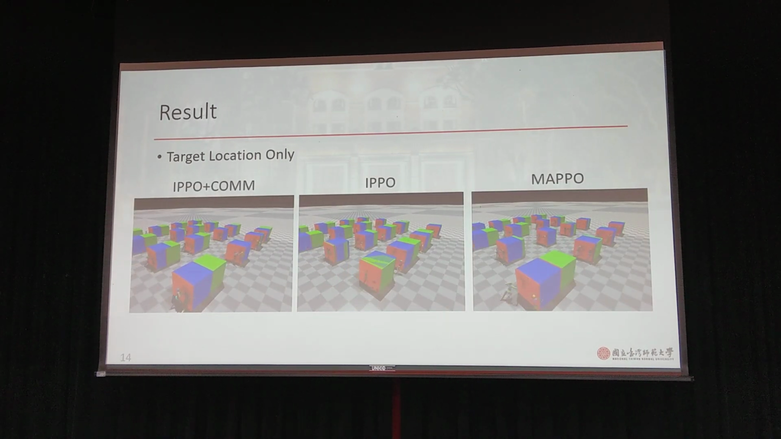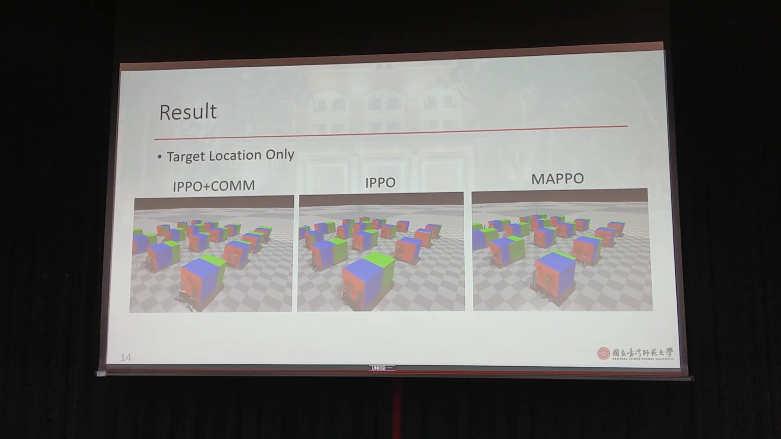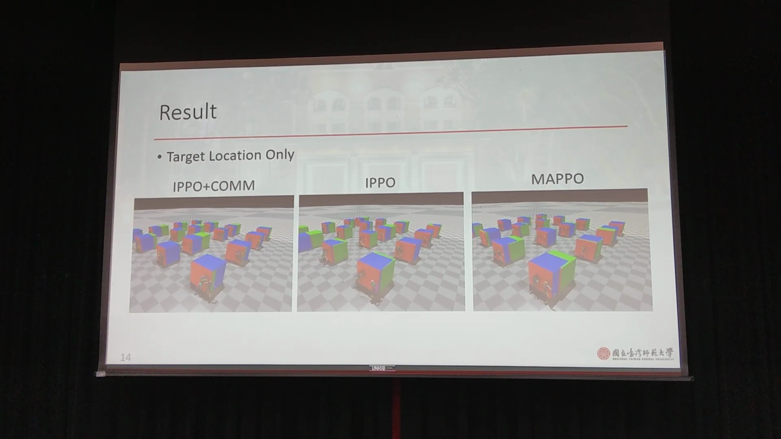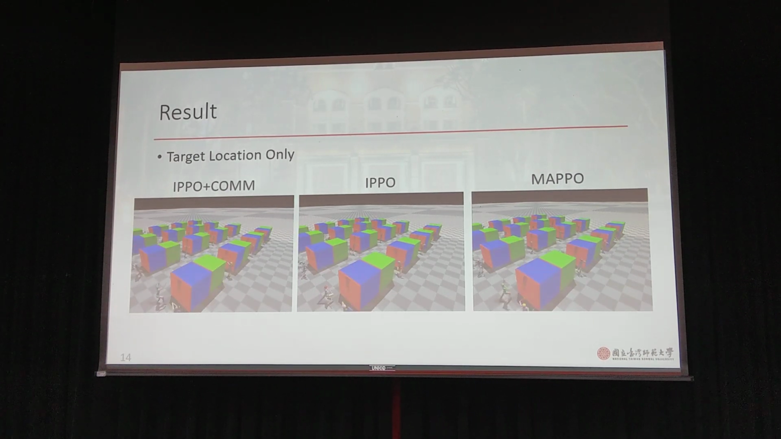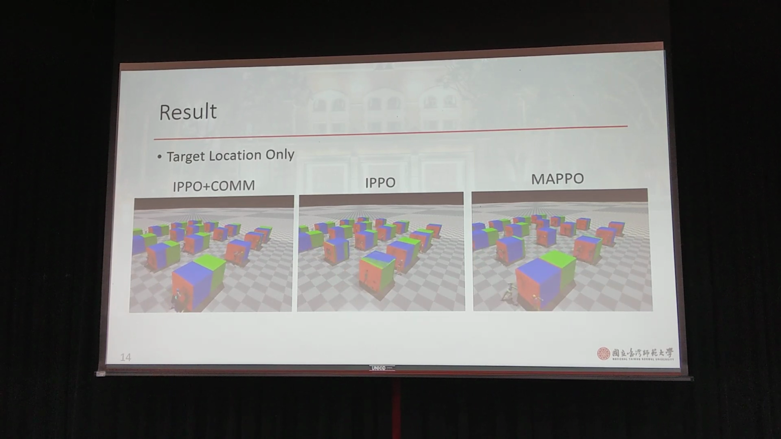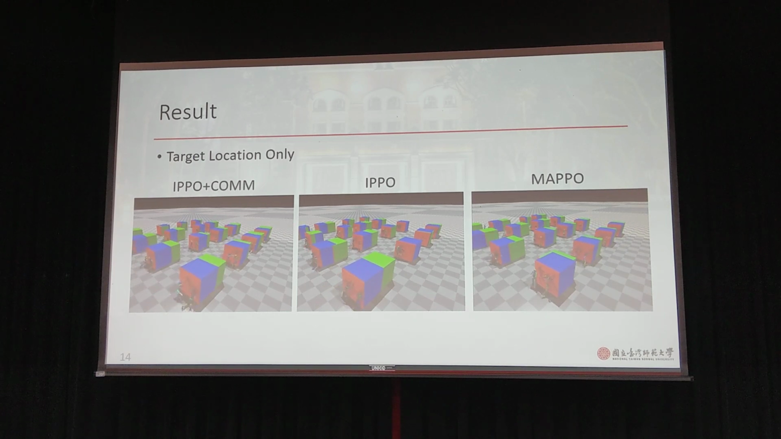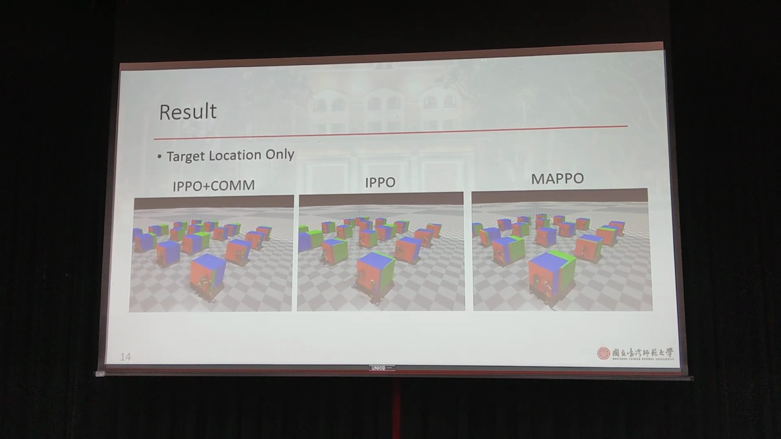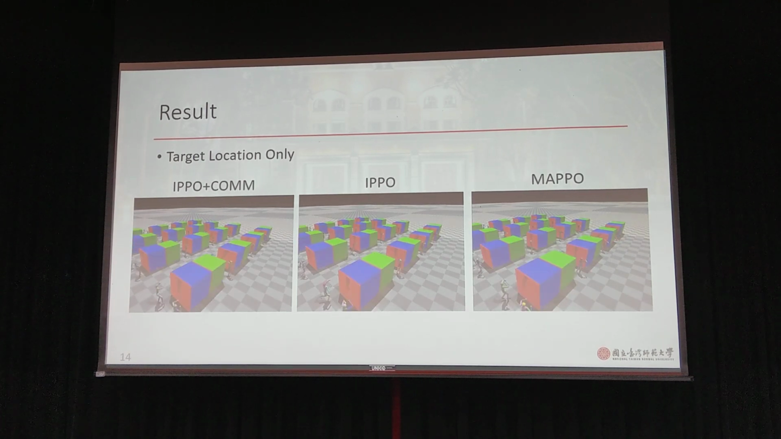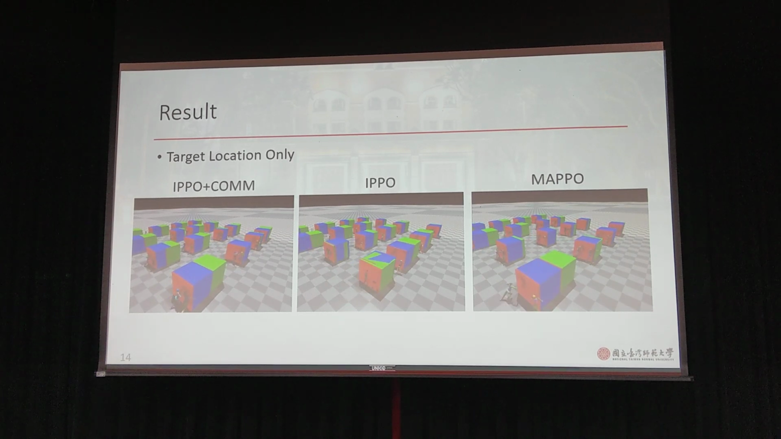And here is the video of the IPPO. In IPPO with communication, the agents try to move the box together at the same time, while IPPO didn't consider the other agent, so it just tries to push by itself. And MIPPO is trying to push together.